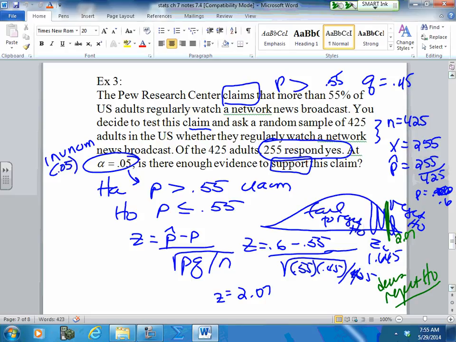Now, H0 is not your claim. Your claim is your HA. If you rejected this guy, are you going to support your claim? So, there is enough evidence to support the claim that more than 55% of U.S. adults regularly watch a network news broadcast. That's your final statement. That's how you interpret this whole thing.